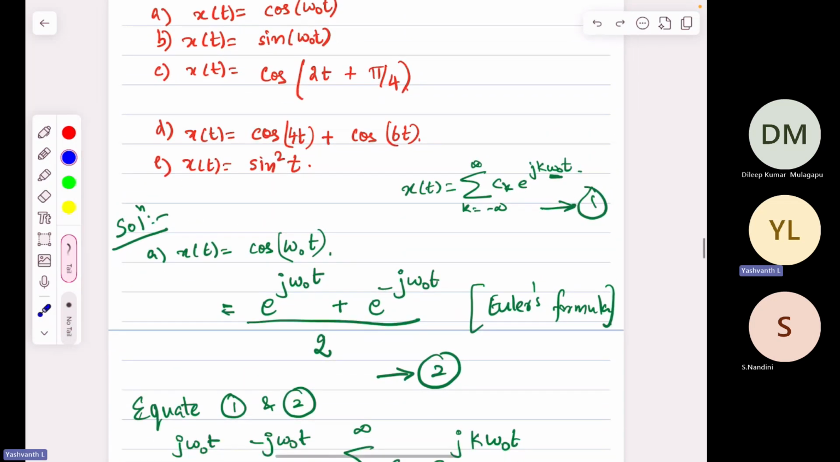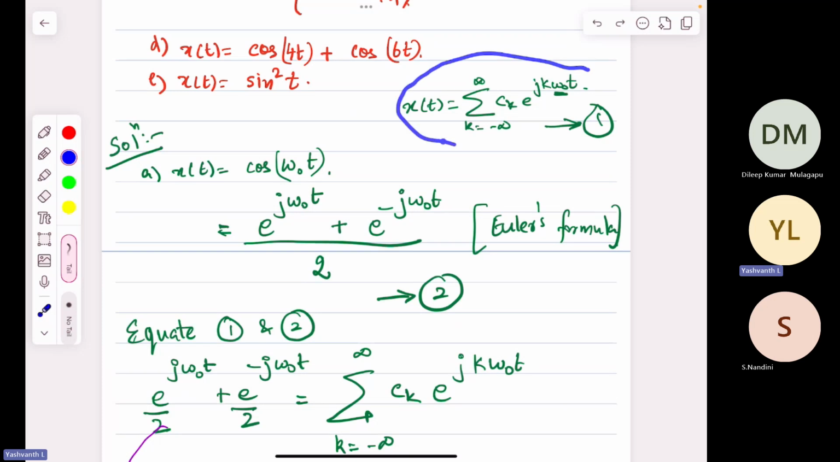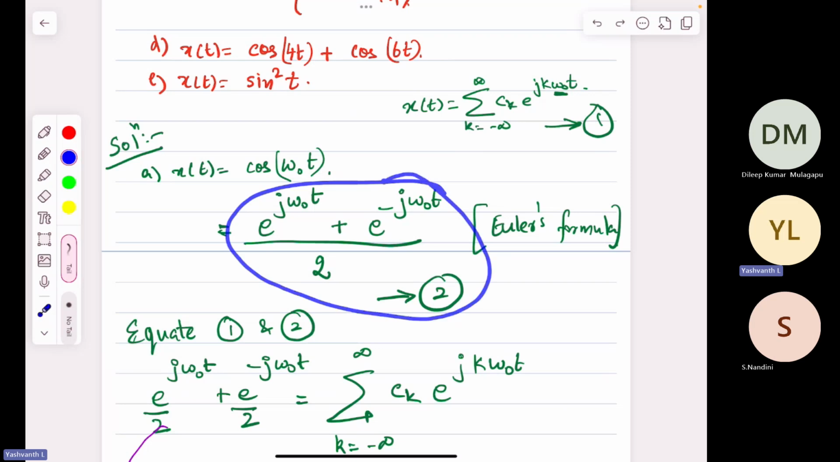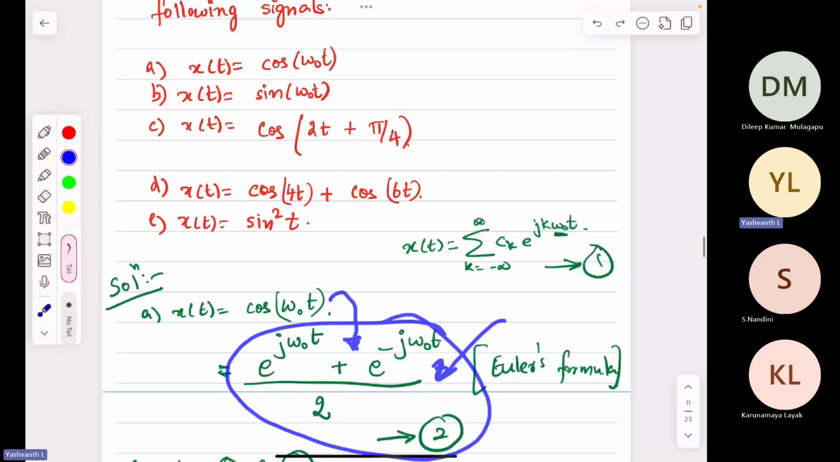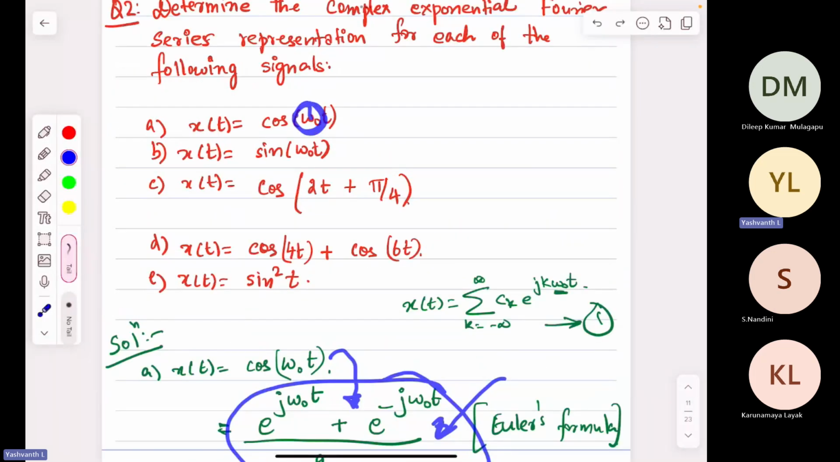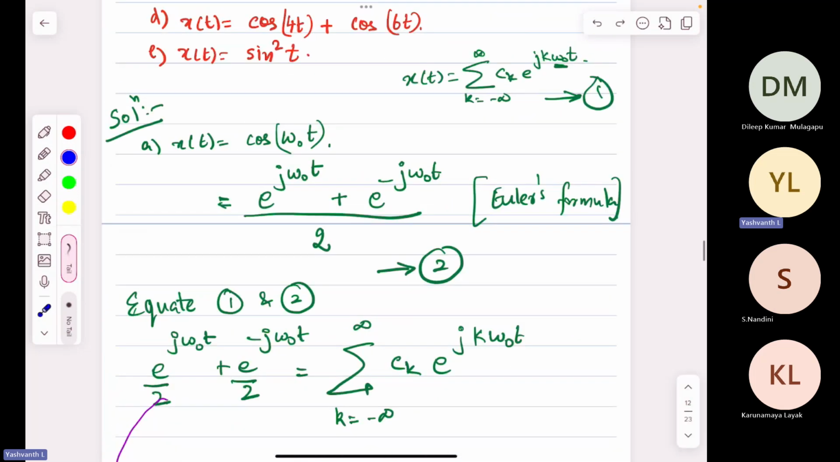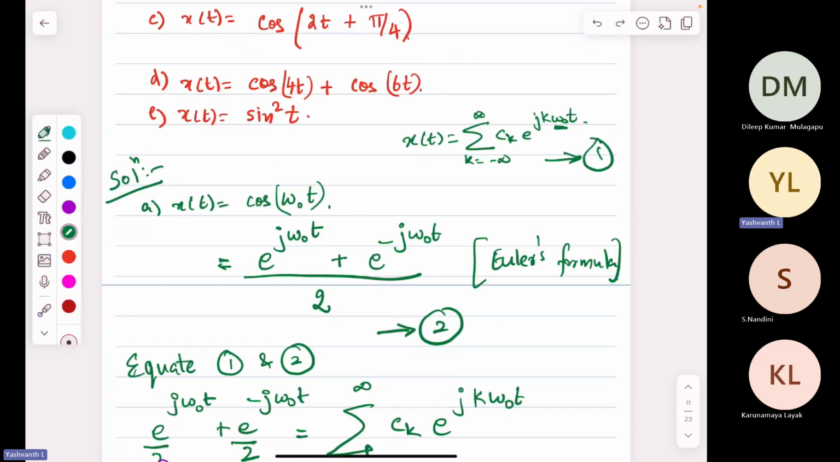Okay. Now what I will do, you take the first series here, that is the actual definition of the complex exponential Fourier series, and take the second equation here, which is a decomposition of cos omega naught t in terms of its complex exponential terms. Now, what is the frequency? Omega naught is the frequency of the signal, so omega naught is intact. Okay. What I will do is, now you see this first equation here.